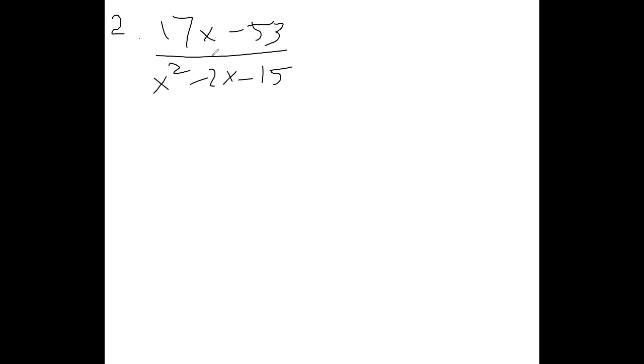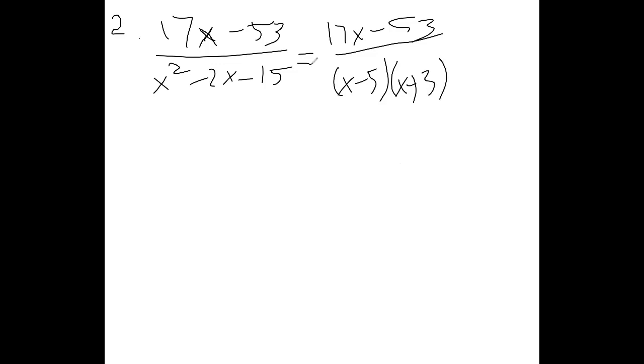For this problem, we have an x in the numerator, but our denominator is not factored, right? Before you look at any of these problems, you have to make sure that the denominator is actually factored. And we can factor this denominator. The numerator is 17x minus 53. Well, the denominator is (x - 5) times (x + 3), right? Everyone should know this.